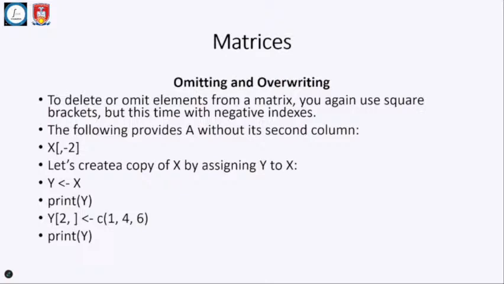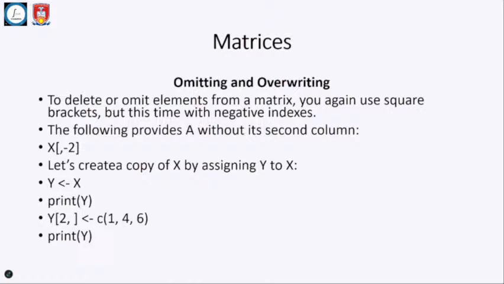So if you do this now, it's going to omit the second column. Can we try that and run it? It will give you the first and the third column. So it would have omitted the second column out of it. Did you get that? All right, that's great.